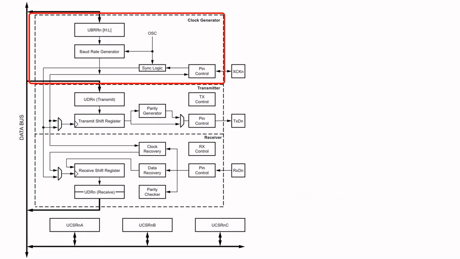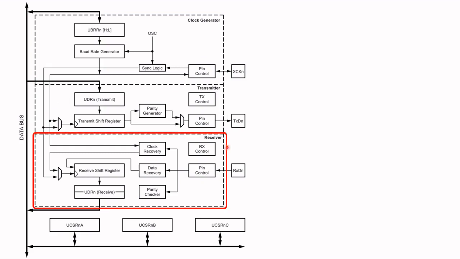Now, the USART basically consists of three parts. The first part is the clock generator. The second part is the transmitter. And the third part is the receiver. And by the way, as you notice, this is a block diagram of the USART.